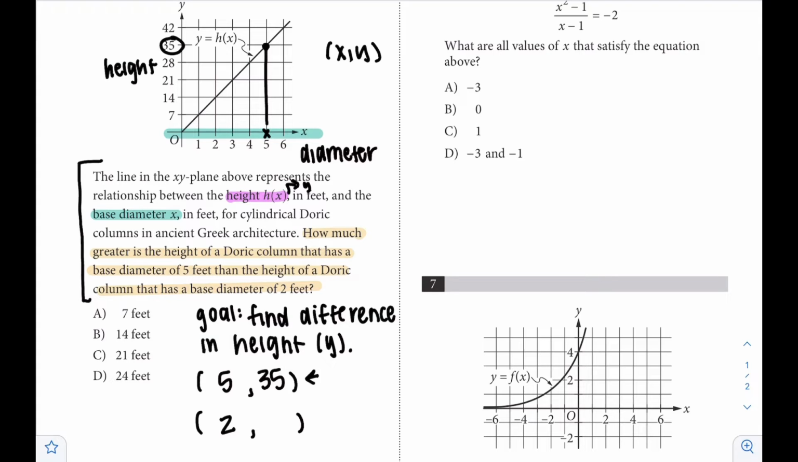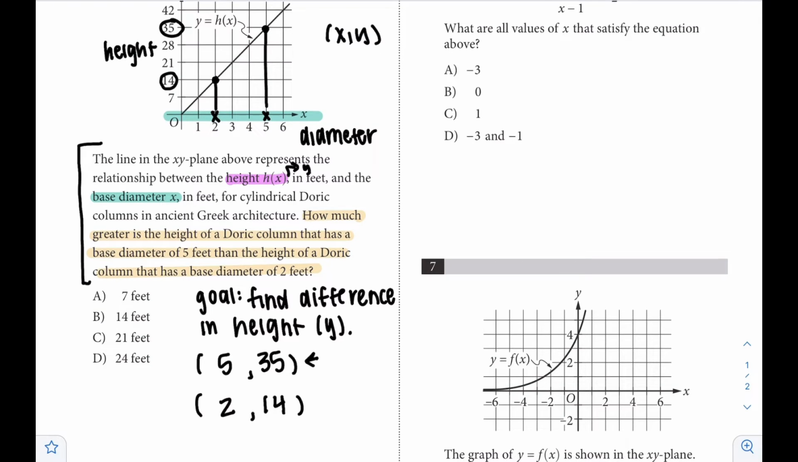So now I have to start at the value of 2. I'm going to go up, up, up until I'm touching the linear function line, which is going to be here. And at the value of 2 for x, my y value is 14, which means a column with a base diameter of 2 feet has a height of 14 feet. And so we have some data.